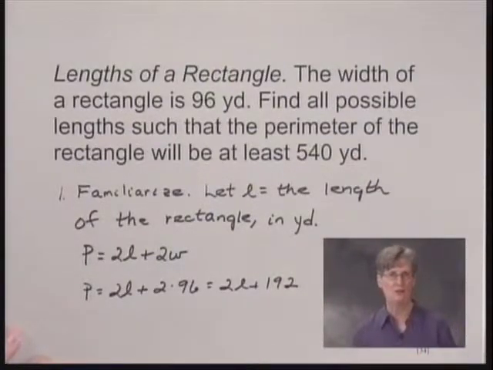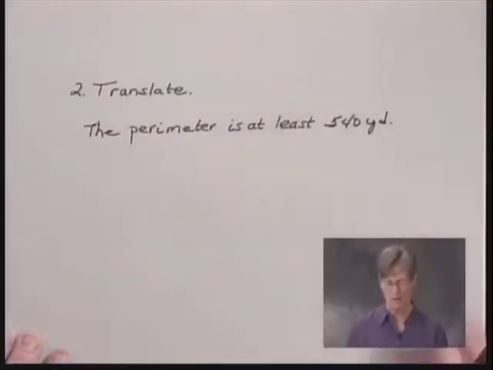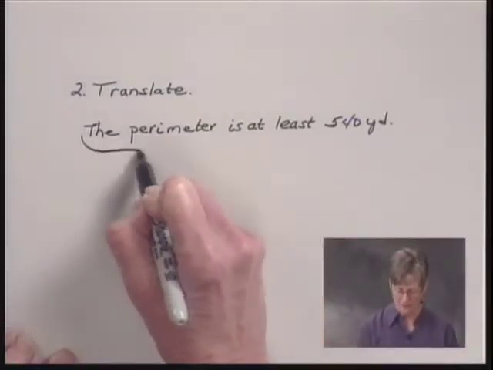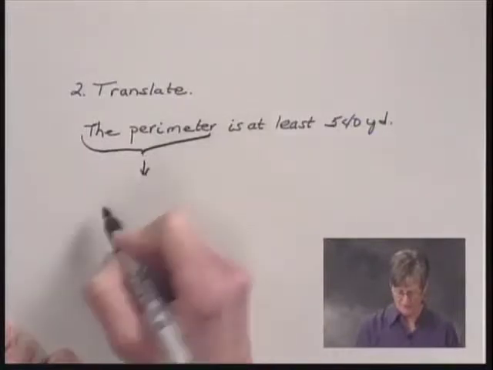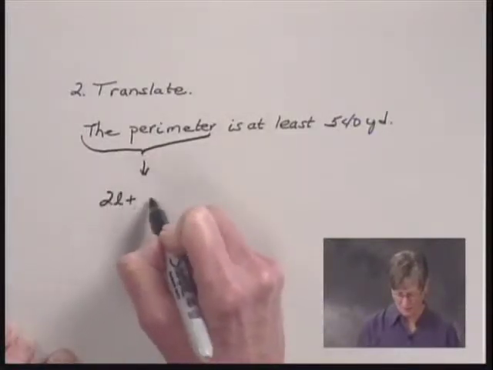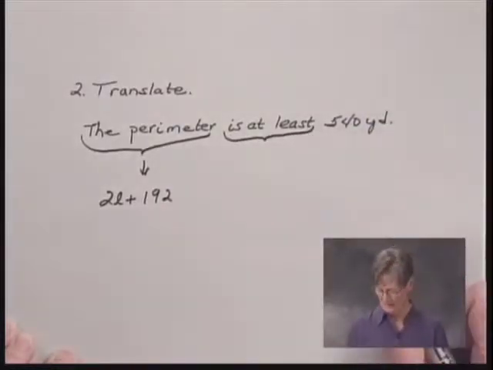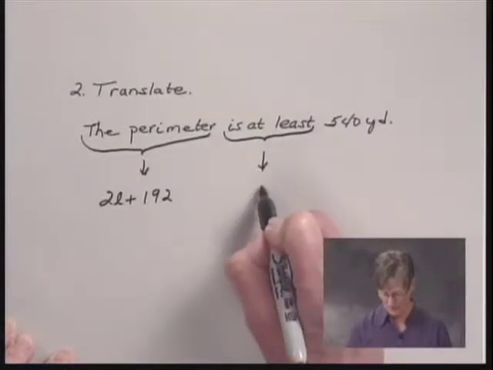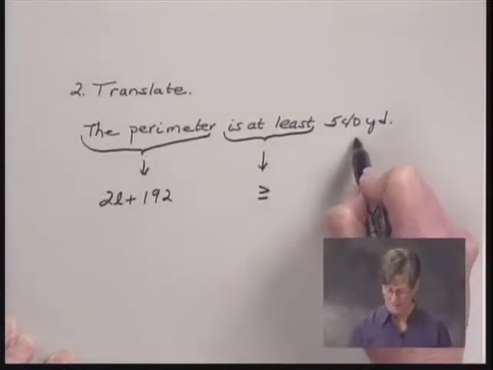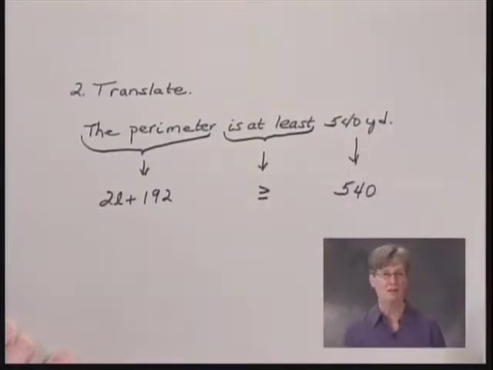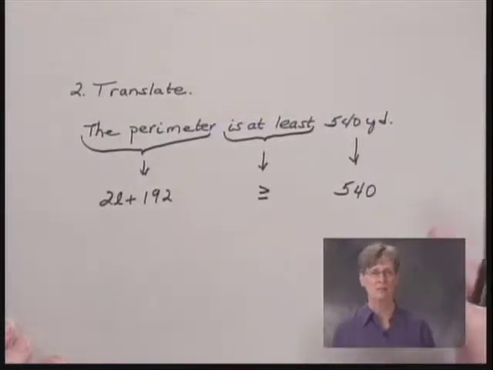Now we're going to use this to write an equation for this situation, and that's the second step in the process, to translate to an equation. And we're told that the perimeter is at least 540 yards. Now the perimeter, we just said, in this particular case, is 2L plus 192. We need to translate is at least, and that translates to is greater than or equal to. And 540 yards gives us 540 here. So we've translated not to an equation this time, but rather to an inequality, because we're looking for a whole set of values that the length can be.